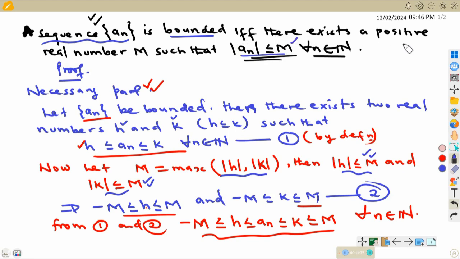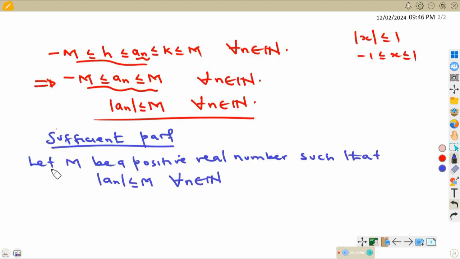There exists a positive real number m such that this is true. So we are starting by assuming that there exists a positive real number m such that this is true. So we want to show that a sequence an is bounded. Now, from this, we are saying let m be a positive real number such that this is true. Now, what does this one mean?